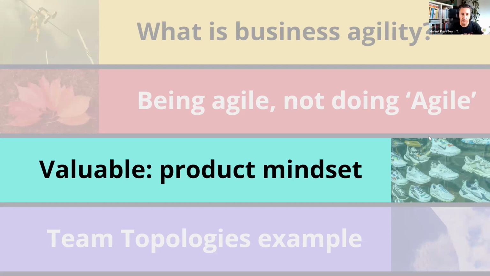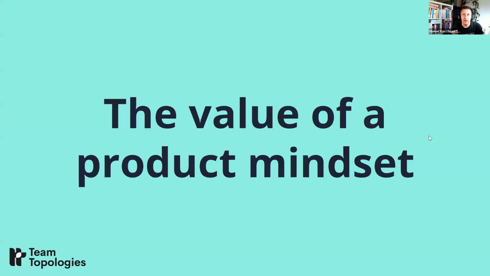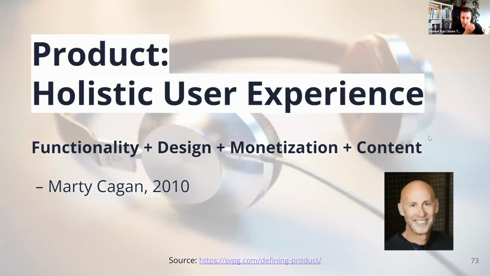So I'll try to go a bit faster, so we don't have a lot of time. There's also the importance of having a product mindset, right? I already mentioned that a little bit, that the stream-aligned teams need to understand their customers, right? The products have customers. I like the definition of product from Marty Cagan. That a good product is not just functionality, it's also the design, the monetization, content.